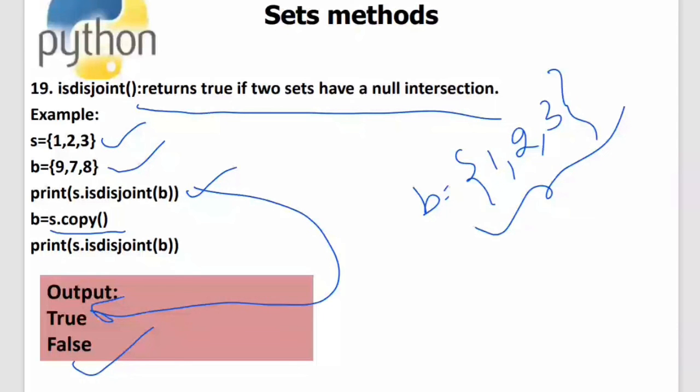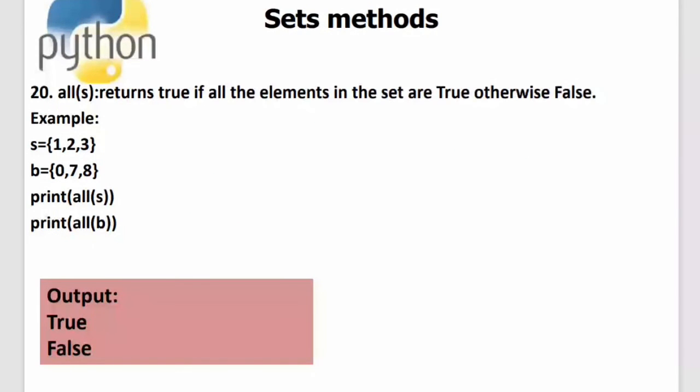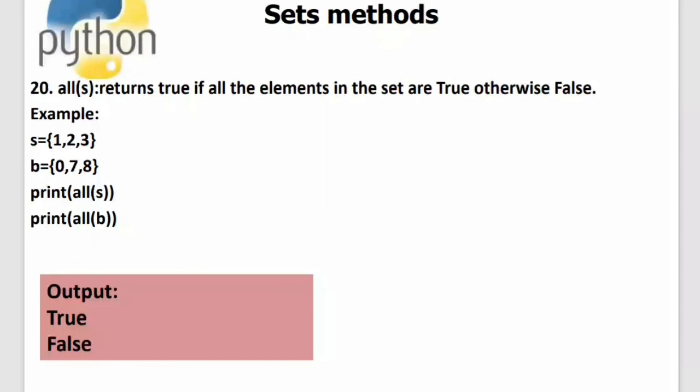Now coming to the next method. The next method is all(S), where S is the set. You're passing set S as an argument into this all function. What does the all function do? It returns true if all elements in the set are true. I already told you what true and false mean in terms of Python. True means any value other than 0, and false means it is 0. So we are now looking at numbers. This is a set with numbers, so you can apply this on numbers.